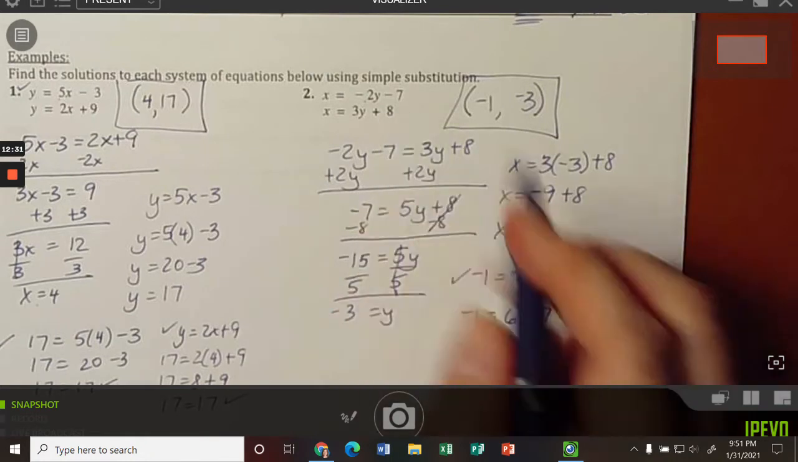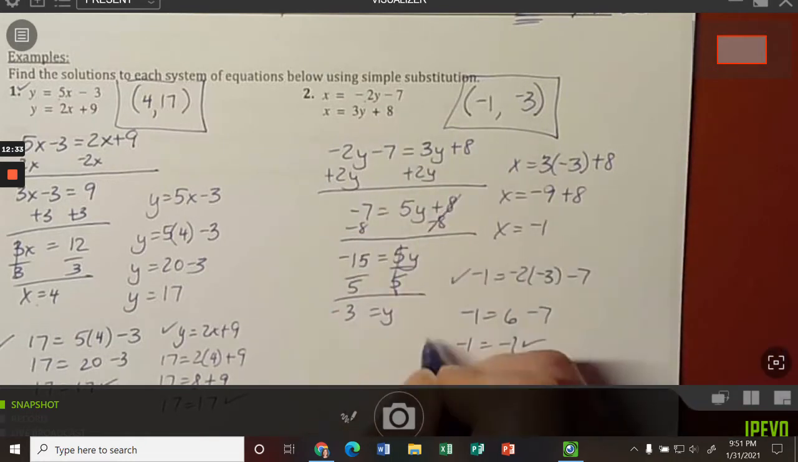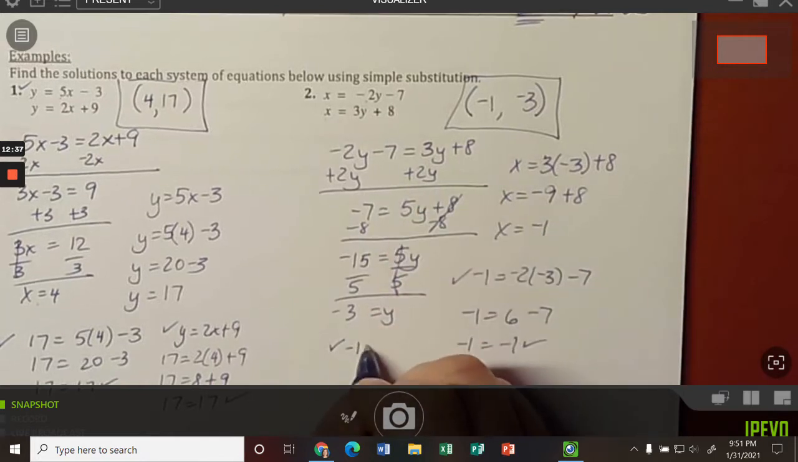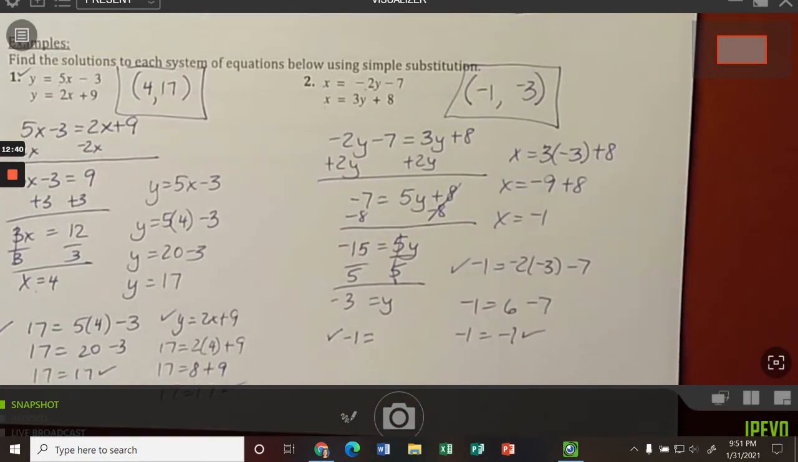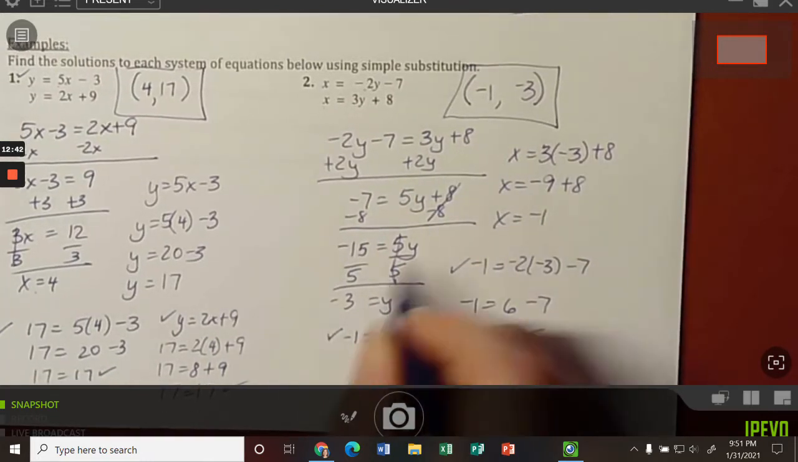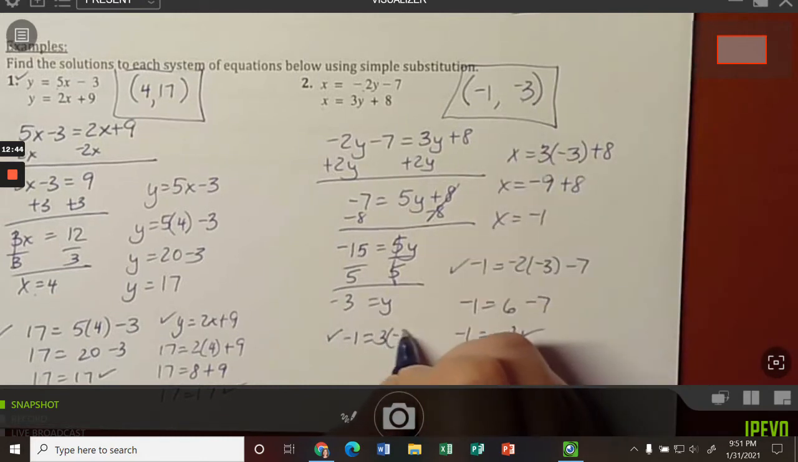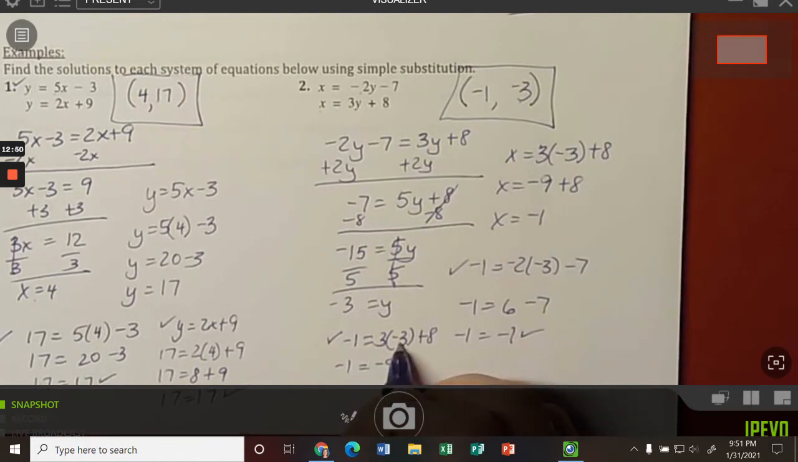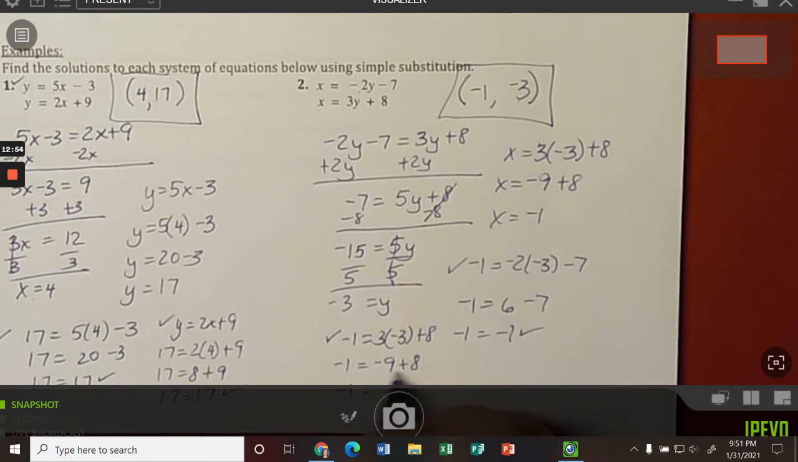Then we'll check the second equation. I'll just check that right down here. Instead of x equals, we say negative 1 equals, instead of 3 times y, we will say 3 times negative 3, and then plus 8. So negative 1 equals negative 9, because 3 times negative 3 is negative 9, plus 8. So negative 9 plus 8 is negative 1. So that checks out as well.